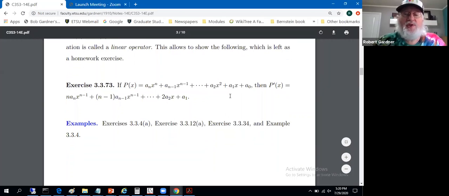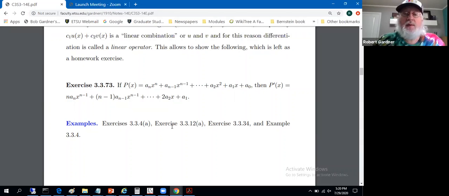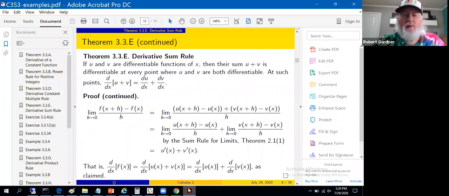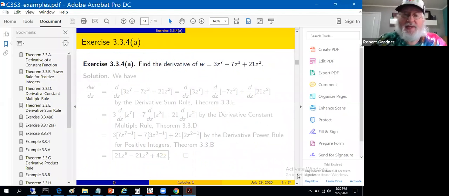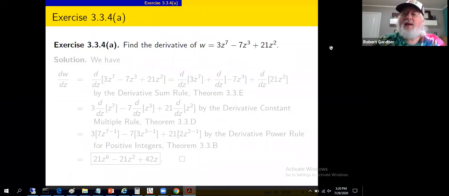So we know how to differentiate polynomials. Let's look at some examples. We know how to differentiate sums and so forth. So let's illustrate that with some mildly interesting examples. Here's a polynomial.